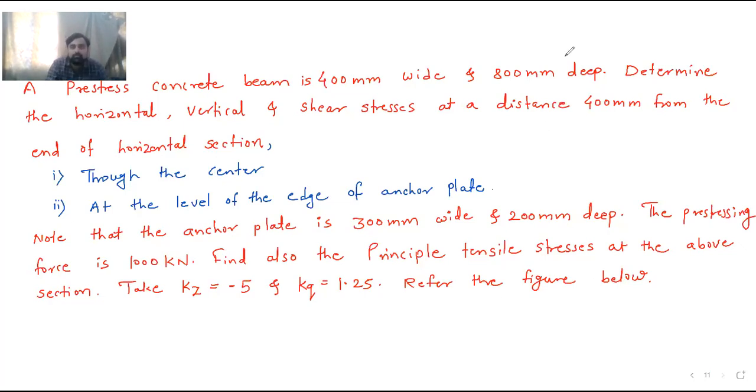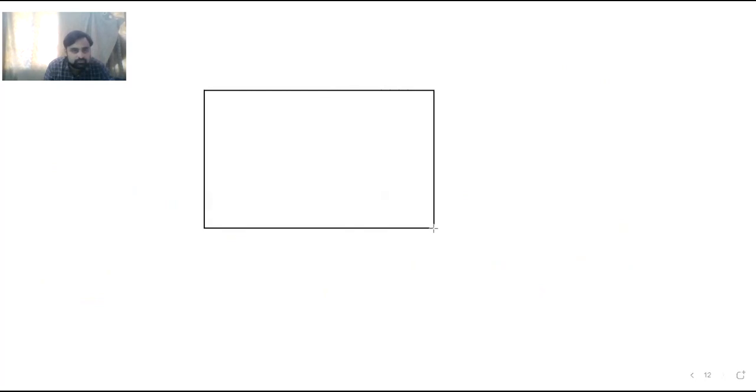This is the numerical. So now I will draw the diagram. Then we will read the problem and we will see the diagram once again. So here the diagram is, the end block portion is there. This is the end block portion. Here the anchor plate is connected.